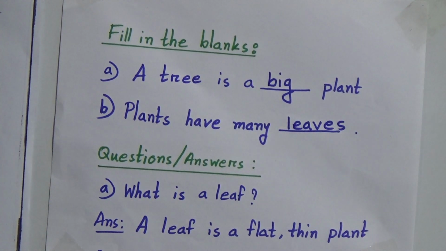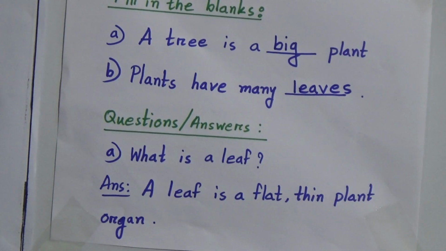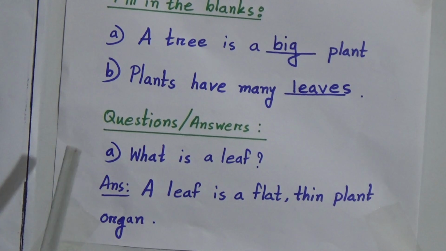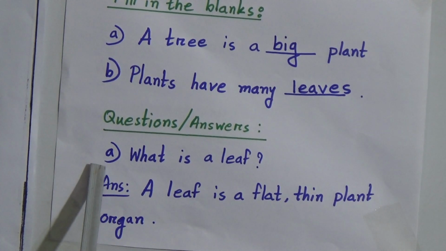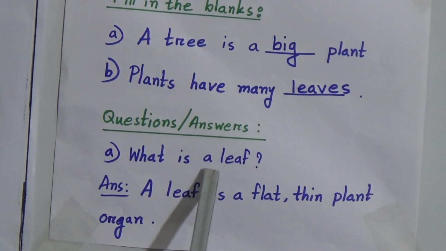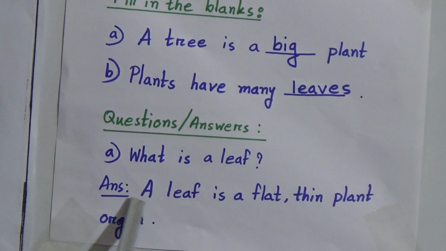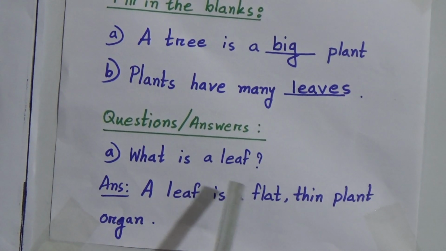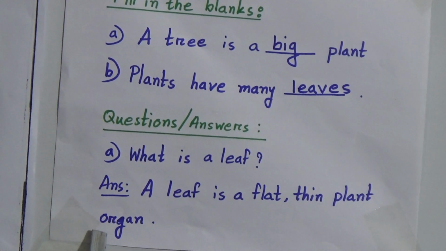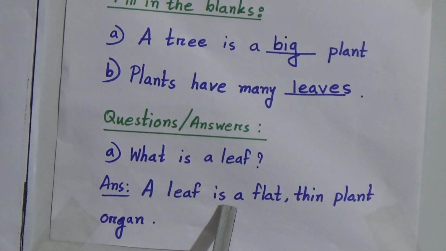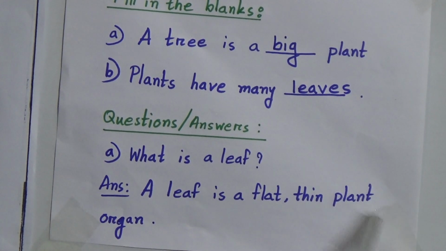Now next exercise is here, question and answer. Here is only one question and answer, and this is what is a leaf? Answer is a leaf is a flat, thin plant organ.